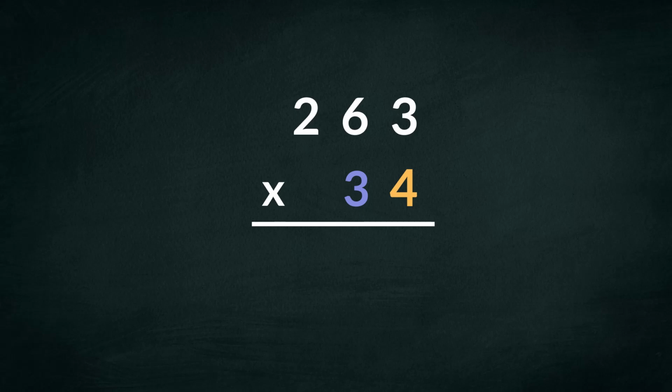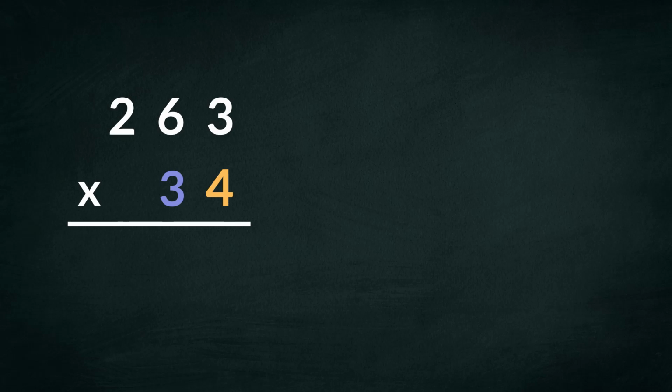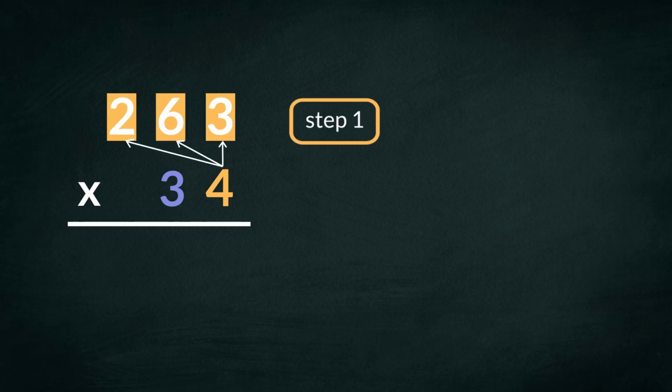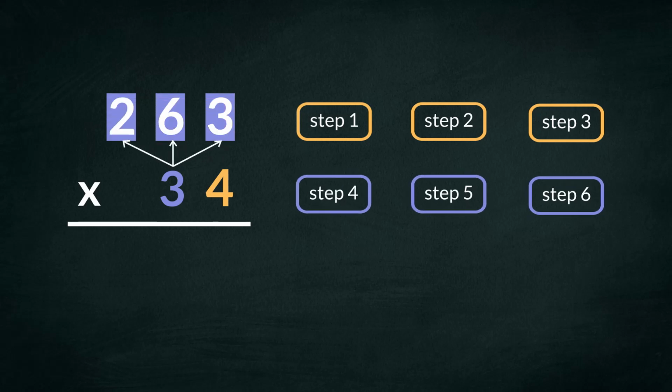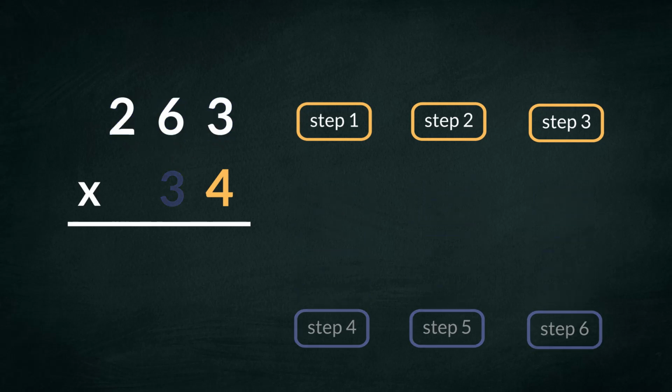With 263 times 34, let's see how many multiplication steps we need to do. We have to multiply the digit 4 with 3 digits in the top number, and that's 3 steps. Then multiply 3 with the same top digits, making another 3 steps. Quite a lot of things to do, but okay, I'll do it this time. Let's pretend that we only have a one-digit number at the bottom and start from there.